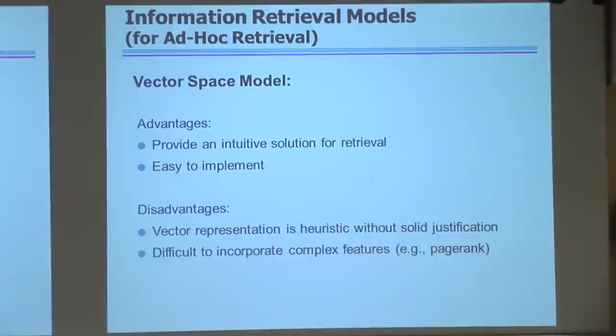But it depends a lot on heuristic choices, such as how to define the weighting schema. And also, it doesn't have a solid foundation, for example, in the document representation. Another major disadvantage is that it's difficult to incorporate some types of complex features, for example, the PageRank feature. PageRank is an important statistic used by second generation web search engines like Google to indicate the importance of a website by looking at its link structure on the internet. Because the vector space model wants to represent everything in the vector space, it's not that straightforward or coherent to incorporate these features into it.